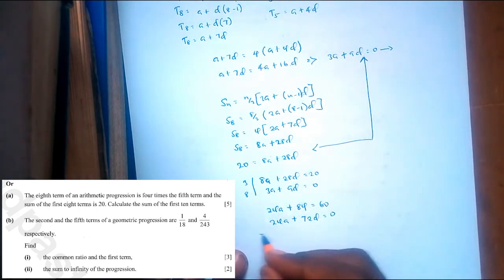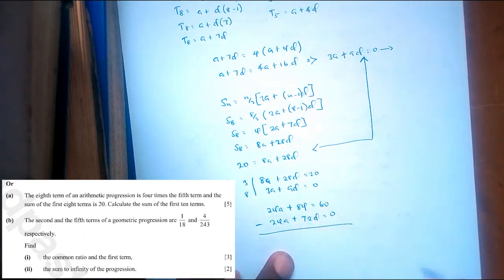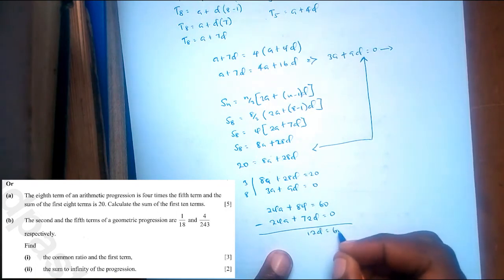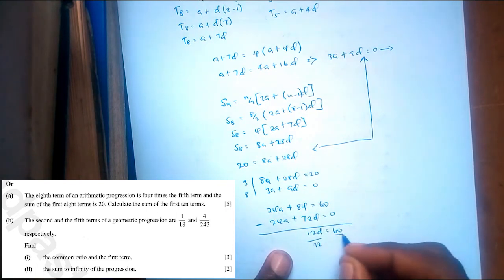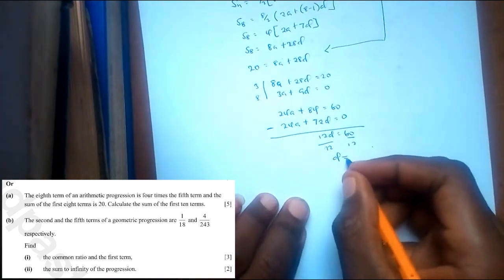Okay, subtract. So this is going to be 84 minus this, will be 12d is equal to 60, over 12, over 12. So d will be equal to 5.